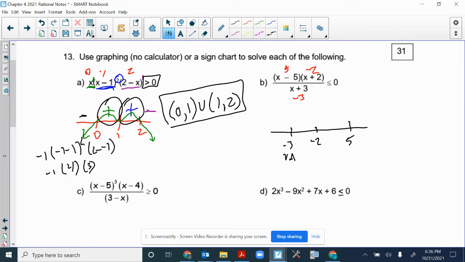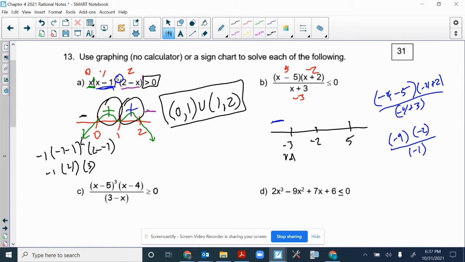I'll choose -4, because why not? So I'll do it over here, -4 minus 5, -4 plus 2 over -4 plus 3. And then again, remember, I don't have to go all the way. I just have to get to a point where I know my answer is going to be positive or negative. So we can see here, negative times a negative is positive, but then we divide it by a negative. So this first section is negative.